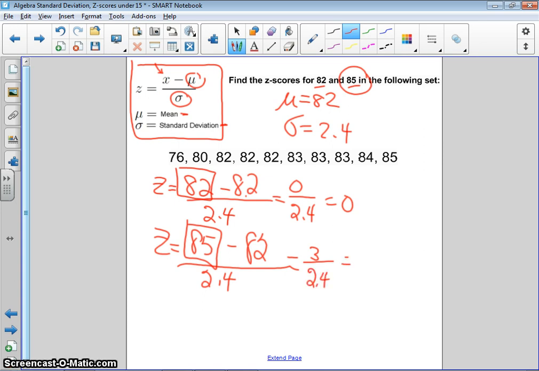I am going to consult my trusty calculator on this one to do that division. I've got 3 divided by 2.4, and my answer is going to be 1.25. So the z-score of 85 is 1.25, and that tells us that 85 is above the mean by a little bit more than 1 standard deviation. Remember, the mean was 82, so 85 is going to have a positive z-score.